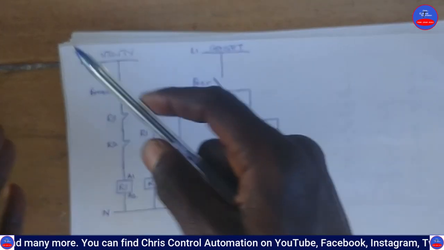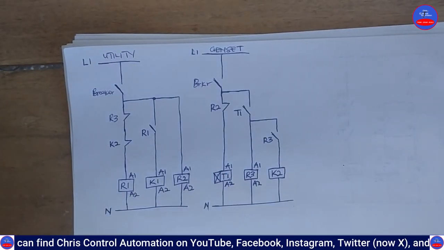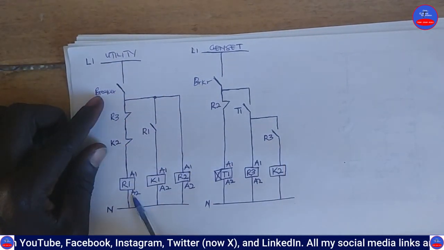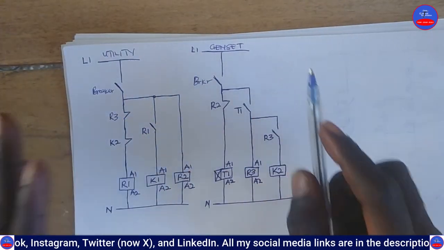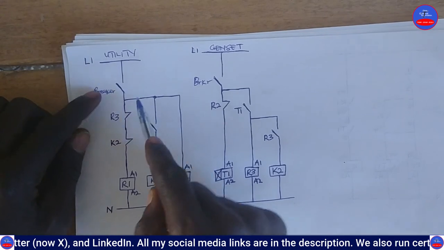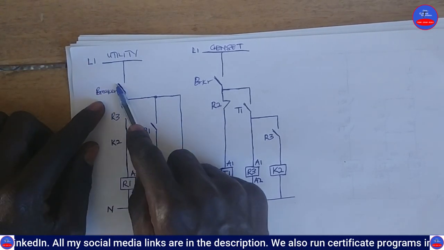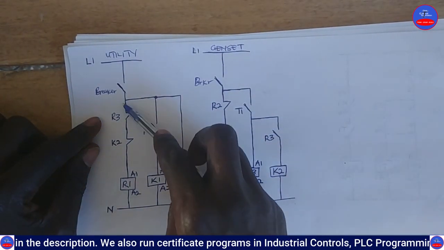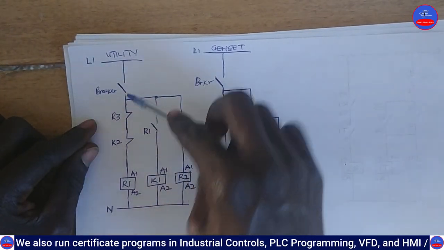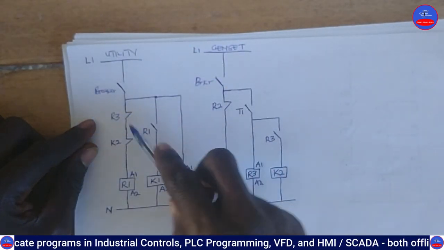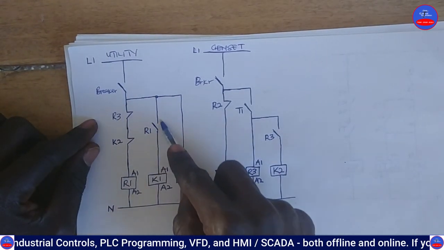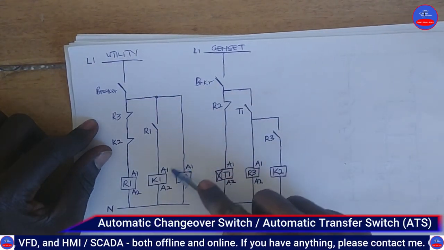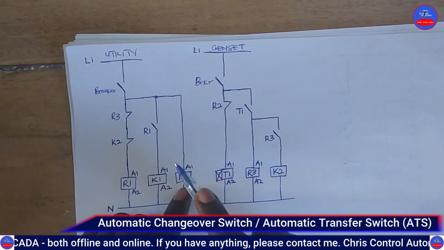Now let's assume that the utility power comes back. It is being restored. When you close this breaker, current is going to flow through. As this breaker closes, current will flow through here. But when the current gets here, because these relays and contactors are all on, these contacts are all open, so the current cannot continue its way. When it gets here, this relay is also off, so it can't flow through here. So to find its way, it goes to energize this relay.